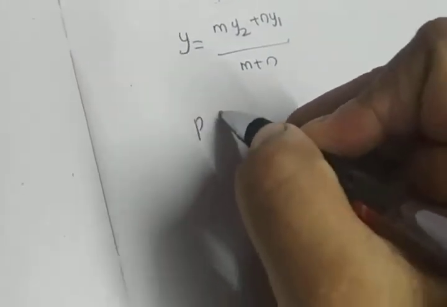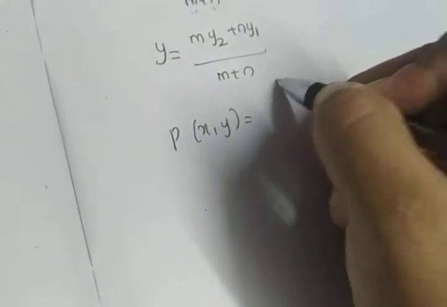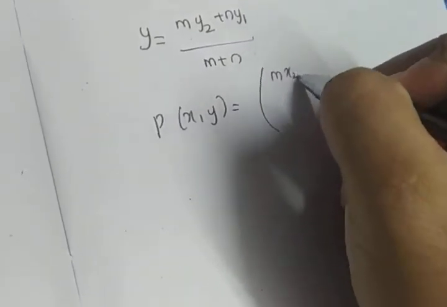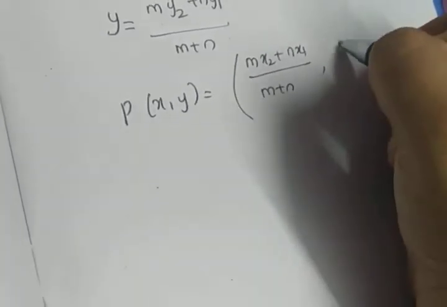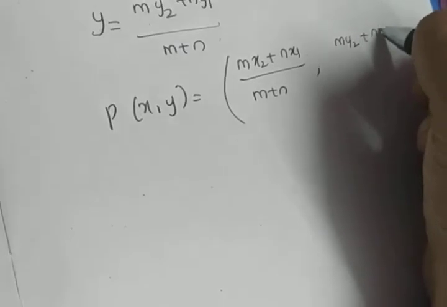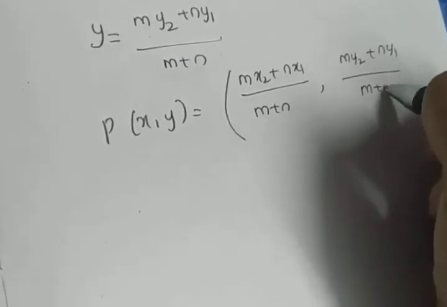So the point P(x, y) by using the section formula we can write as (mx2 plus nx1 by m plus n, my2 plus ny1 by m plus n).